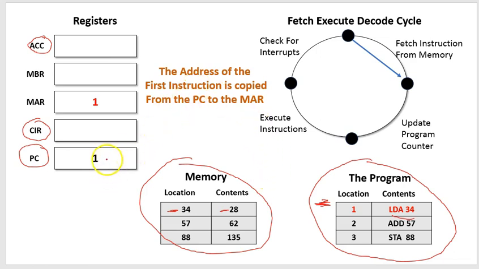We're starting with the program counter set at 1, and in this case the address of the first instruction is copied from the program counter to the memory address register. So that's the first thing that happens. And as we go through this, you'll see how this repeats.